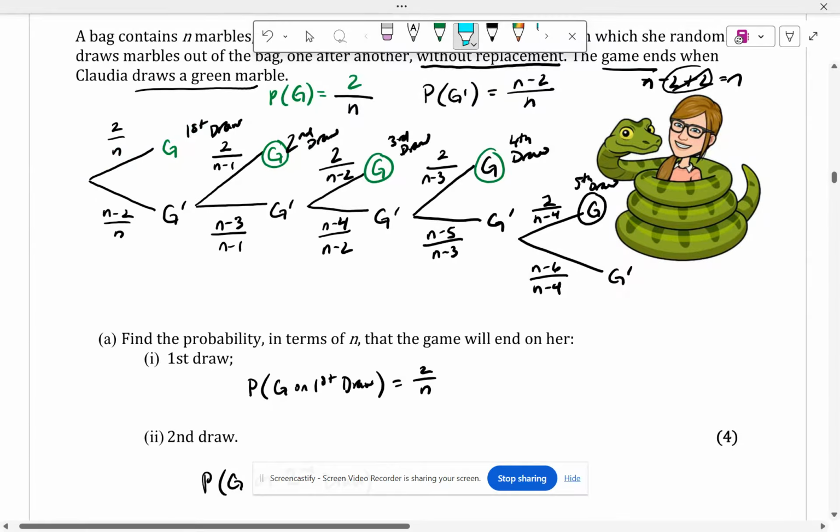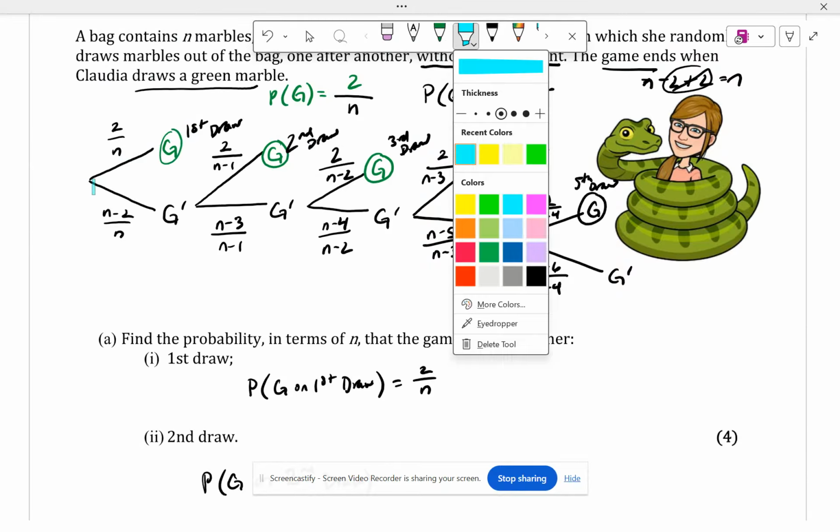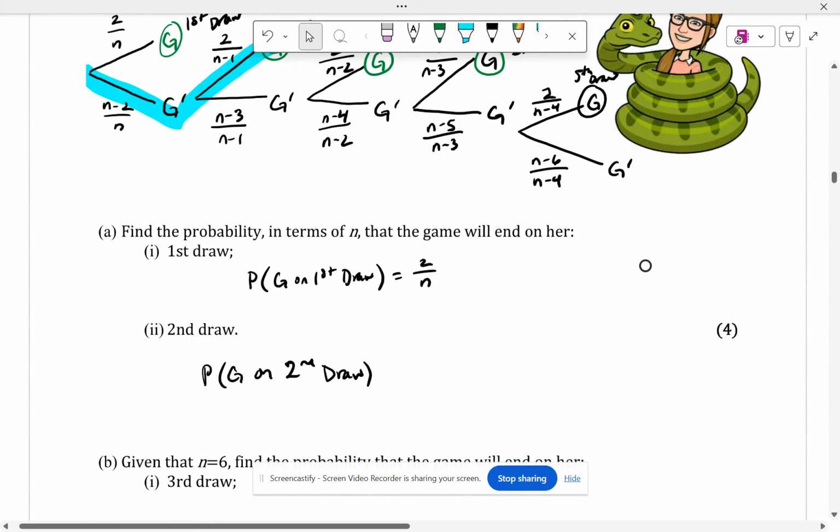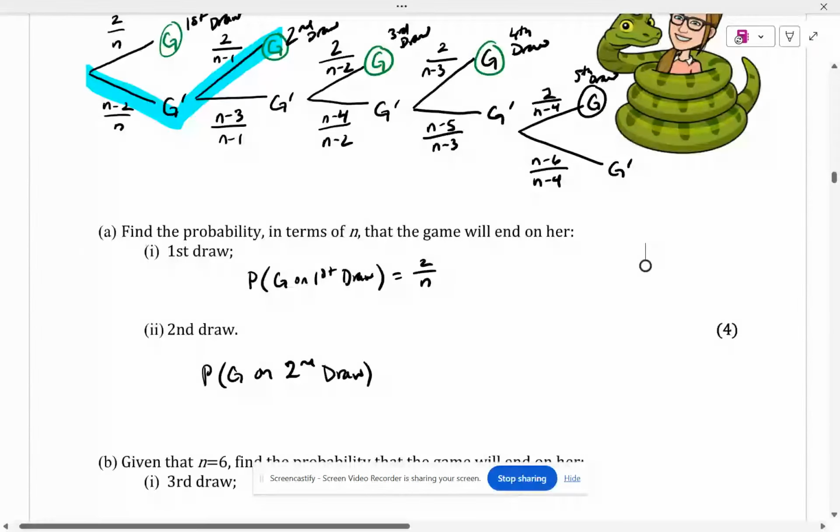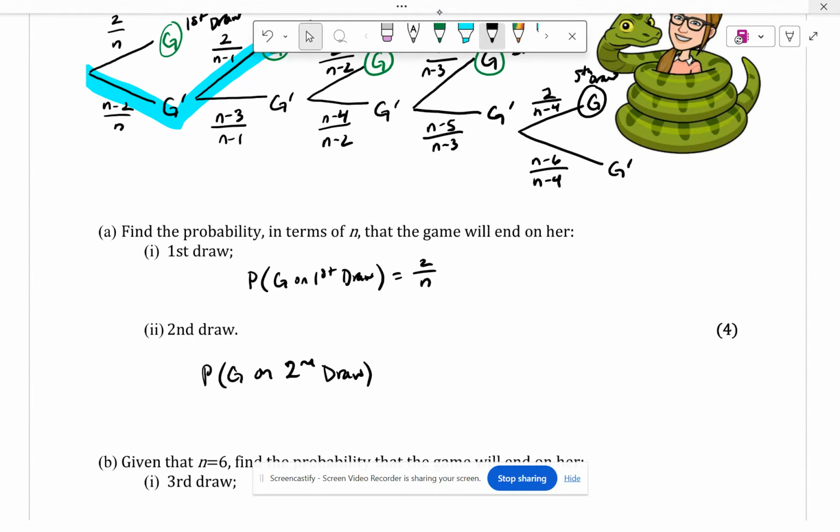Okay. On the second draw means I go this, this, and I multiply across. So I've got n minus 2 over n times 2 over n minus 1. This is getting a little painful, sorry. And then we can leave it in terms of n.